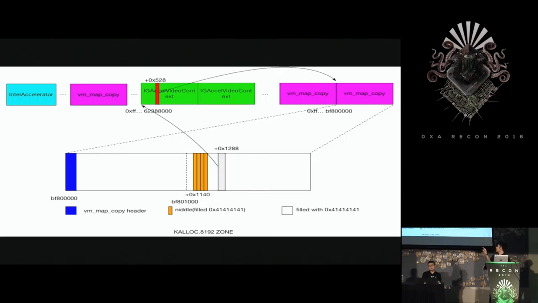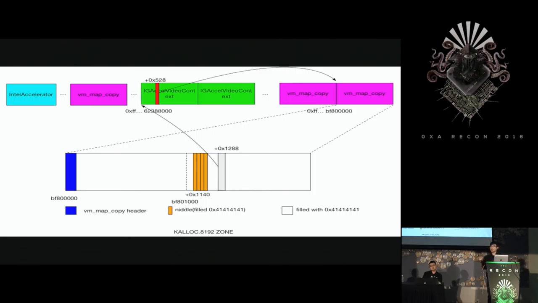The gray rectangle is an address that we actually want to read. We can specify some address here and use it to do an arbitrary read, and we make it point back to the IGXL video context, which means that we can read the head of the IGXL video context and get a vtable pointer address.